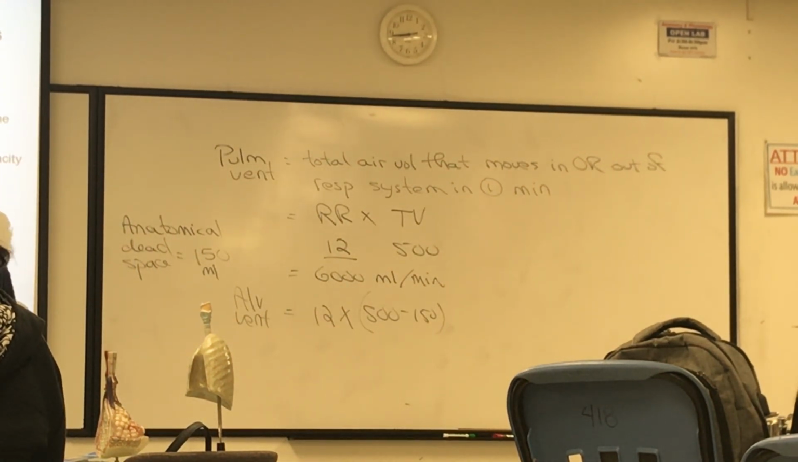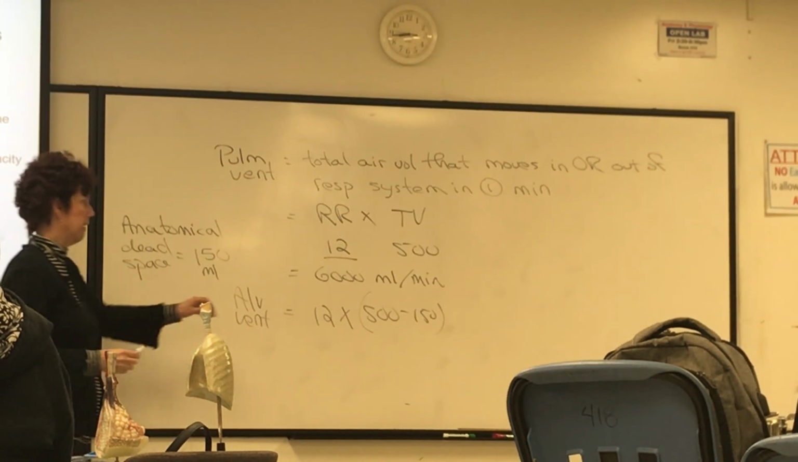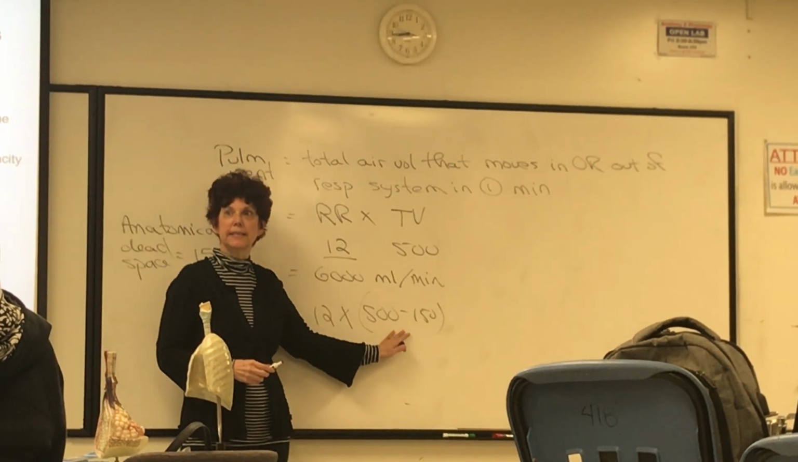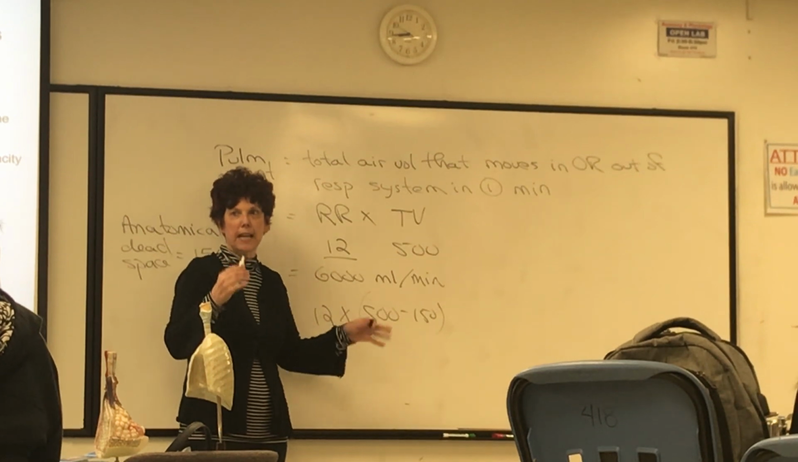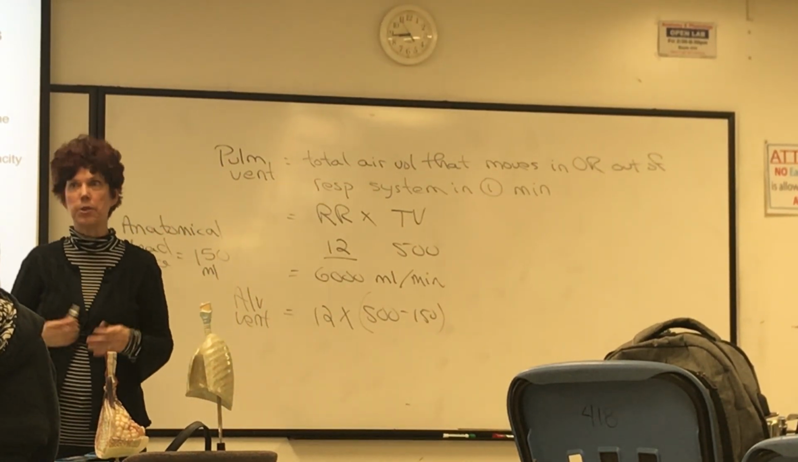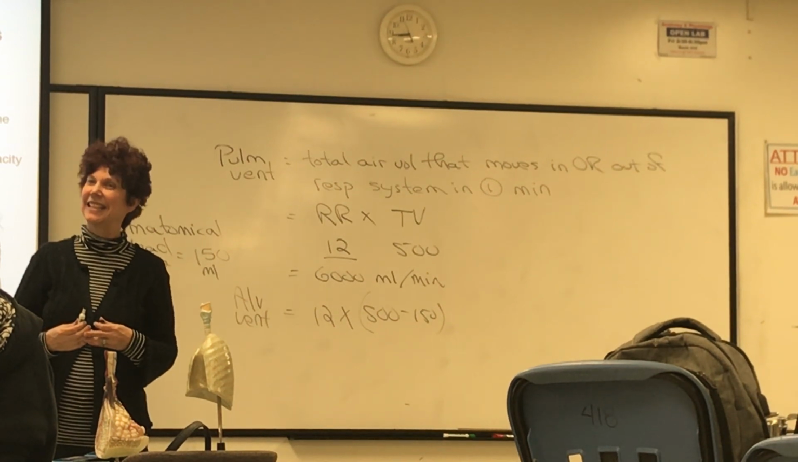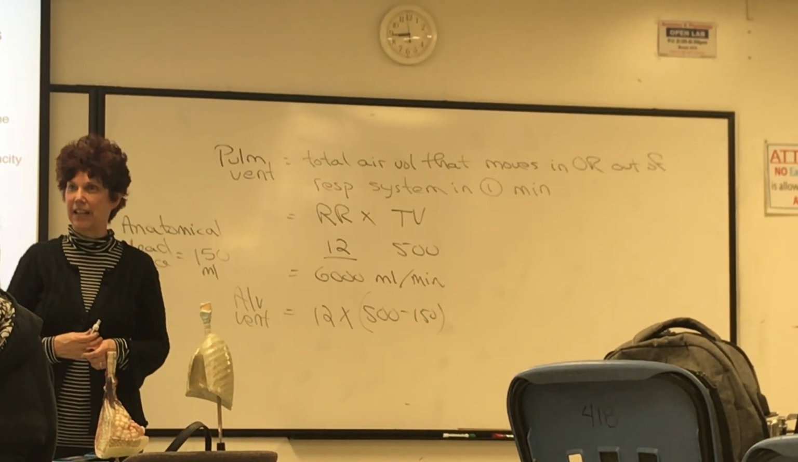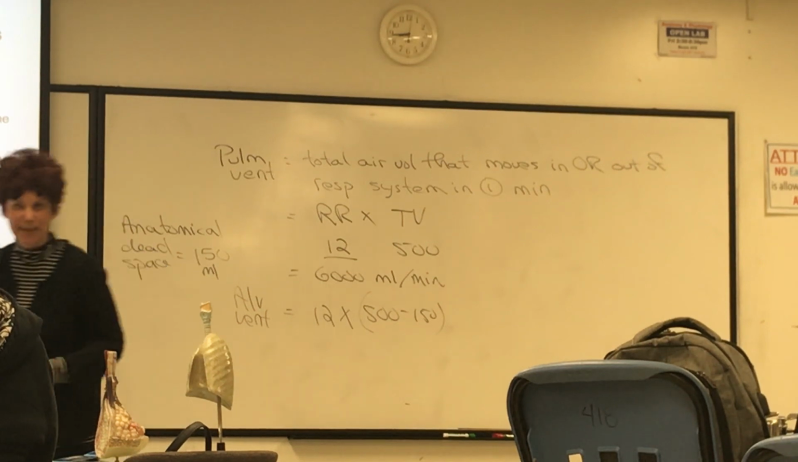We do the minus 150 for everybody? Yeah, so for whatever the breath volume is. Oh, okay. And from every breath that you take, no matter what it is, if your breath is 800 mils, you're going to have to subtract 150 to get what actually gets down into the alveoli. Okay. Which brings me to my next point.